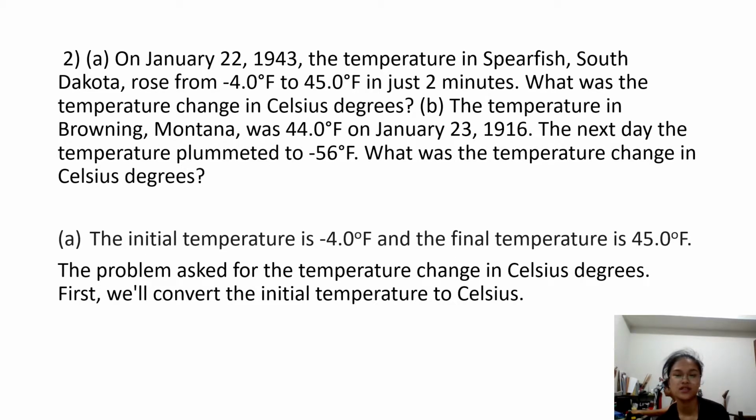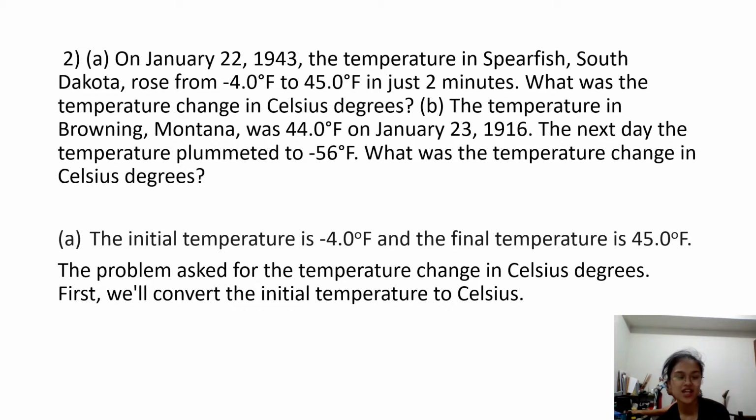And for B, the temperature in Browning, Montana was 44.0 degrees Fahrenheit on January 23, 1916. Then the next day, the temperature plummeted to negative 56 degrees Fahrenheit. So what was the temperature change in Celsius degrees?